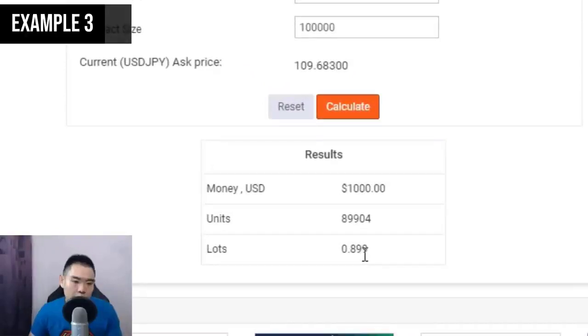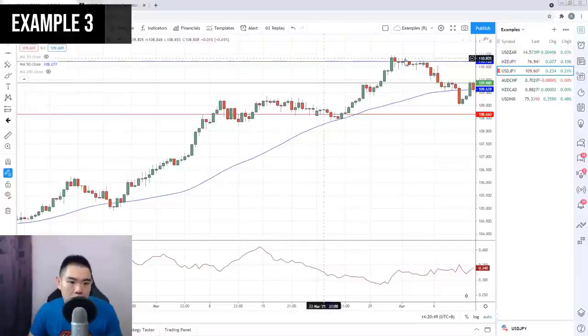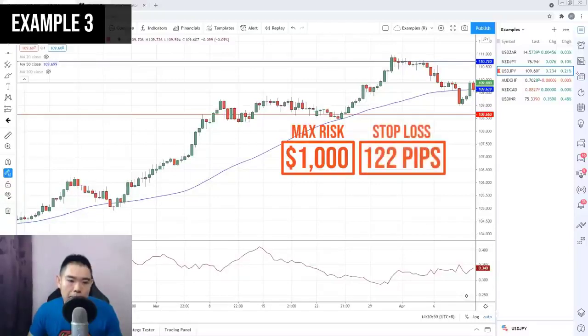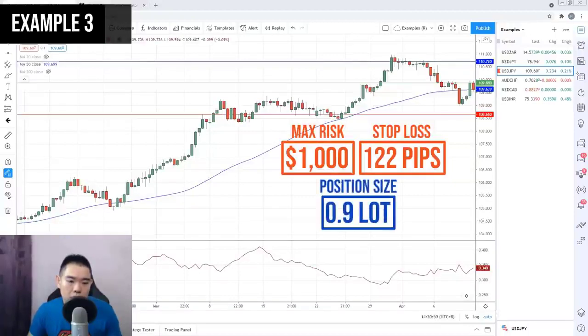lot. This is equivalent to about 8.9, I would say 9 mini lots. If you just round it up, it's about 9 mini lots or 0.9 standard lot. So in other words, if you have a $100,000 account and you're risking 1% of that account, which is $1,000, and you're trading this currency pair dollar against the Japanese yen, your stop loss is 122 pips. How many units of this currency can you buy? According to that position sizing calculator you saw earlier, it's about 0.9 standard lot or 9 mini lots. It's actually 0.899. I just rounded up to make my life easier.